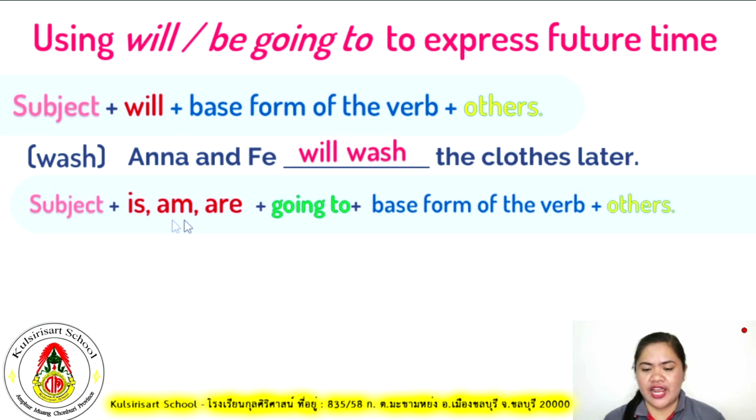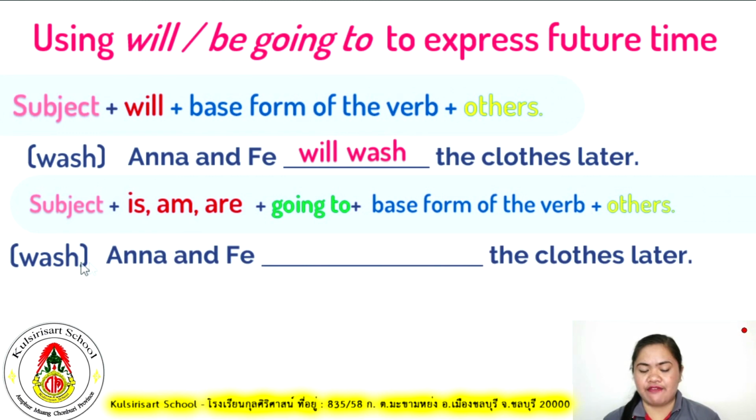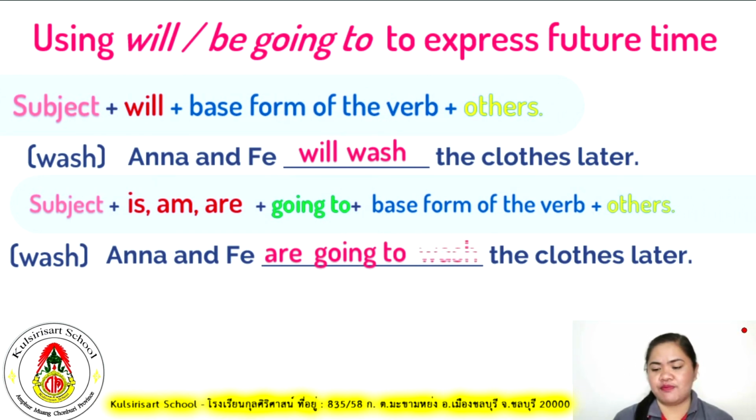Next, okay, we'll have the usage of be going to. We have here Anna and Fe. Anna and Fe is our subject. So there are two names, which means we have a plural subject. So we have are going to. What is the base form of the word wash? Of course, the same. Wash. It will become Anna and Fe are going to wash the clothes later. Okay, so now that is about the usage of will and be going to express future time.